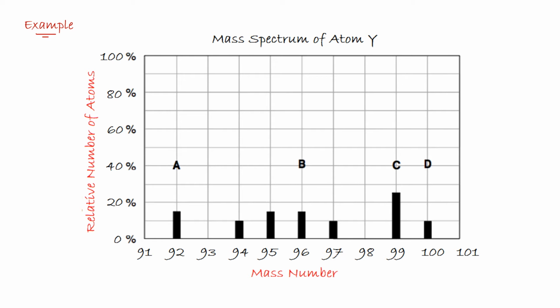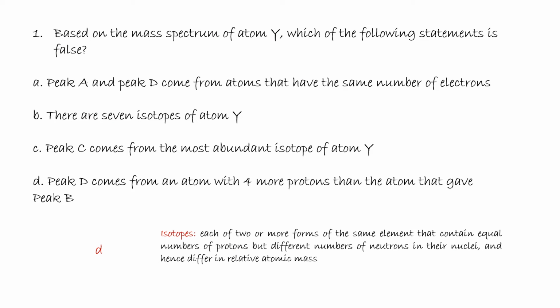Let's take an example. We have element Y, and the mass spec shows 7 different peaks with, of course, different relative abundances: 92, 94, 95, 96, 97, 99, and 100. They are isotopes. Based on the mass spectrum of atom Y, which of the following statements is false?